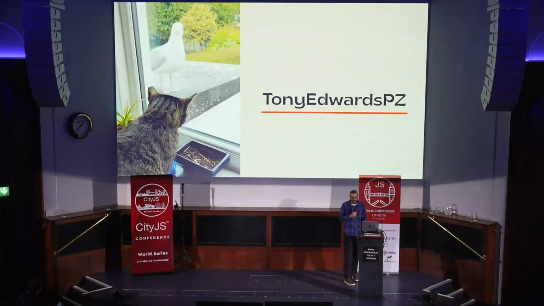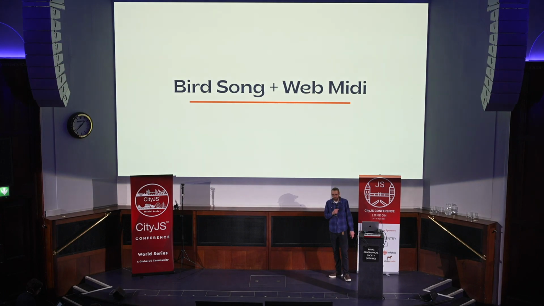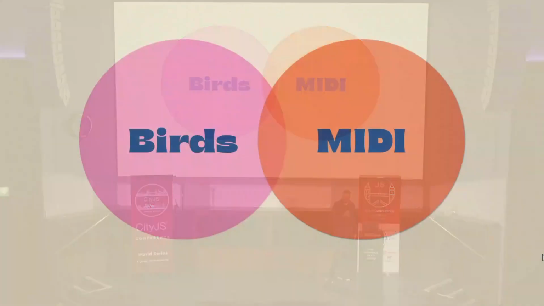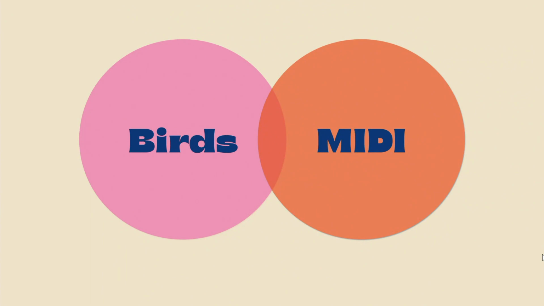So we're here today to talk about birdsong and web MIDI, and that's a very simple equation. It is one that can be expressed as a Venn diagram, and for the first part of this talk, we're going to dive into the MIDI part of it.